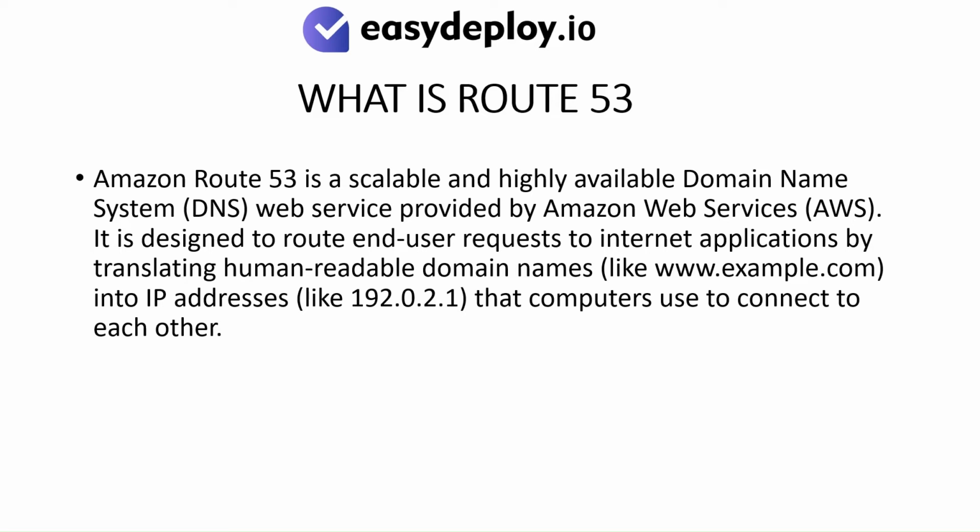What is Route 53? Amazon Route 53 is a scalable and highly available Domain Name System, DNS, web service provided by Amazon Web Services, AWS. It is designed to route end-user requests to Internet applications by translating human-readable domain names into IP addresses that computers use to connect to each other.